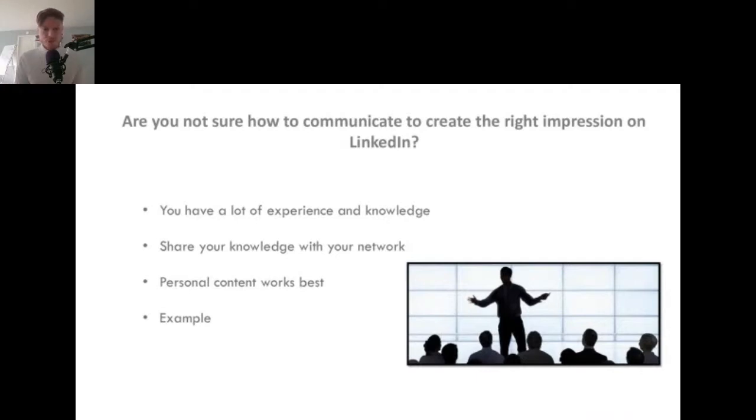what to post. All of us have a lot of experience and knowledge here. You have a lot of experience and knowledge. Share your knowledge with your network. And the thing with LinkedIn, this is very interesting. Personal content is the thing that works the best. The people that we work with and build thought leadership with, powerful personal brands with, the ones that do it the best are the ones that can be personal.